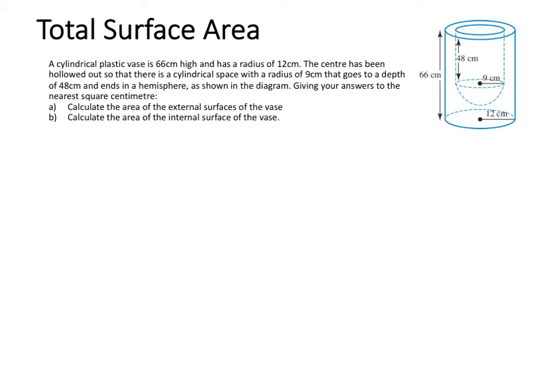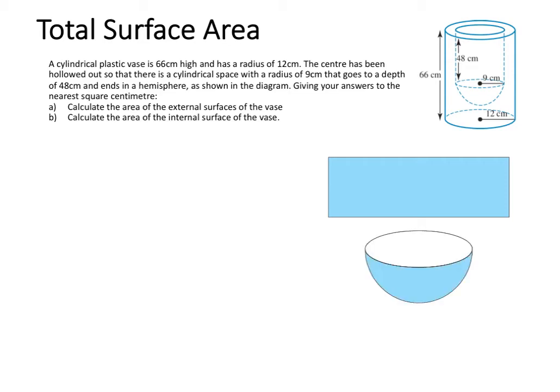So having a look at the internal surfaces of my vase, I have a cylinder that doesn't have a top or a bottom. So I've just got the curved side of the cylinder, which when flattened out is a rectangle. So I'm going to start off with a rectangle. The second part of the internal surface is going to be a hemisphere or half a sphere. So that is the second shape I need to add into my net.